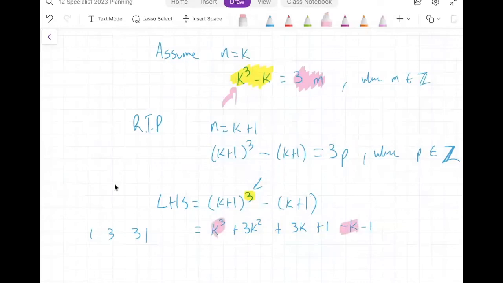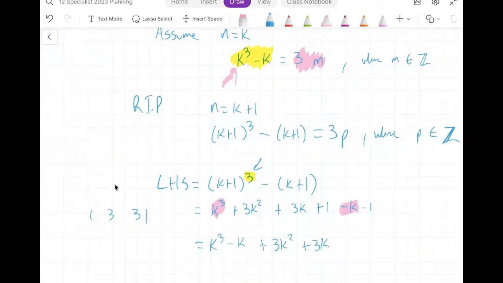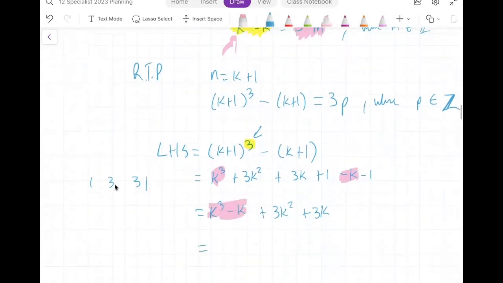So now I'm just going to rearrange my equation to get k cubed minus k next to each other. If I do that, that's going to equal k cubed minus k plus 3k squared plus 3k, and then 1 minus 1 is just going to become 0. If I now substitute 3m in place of this, I'm going to wind up with this being equal to 3m plus 3k squared plus 3k.